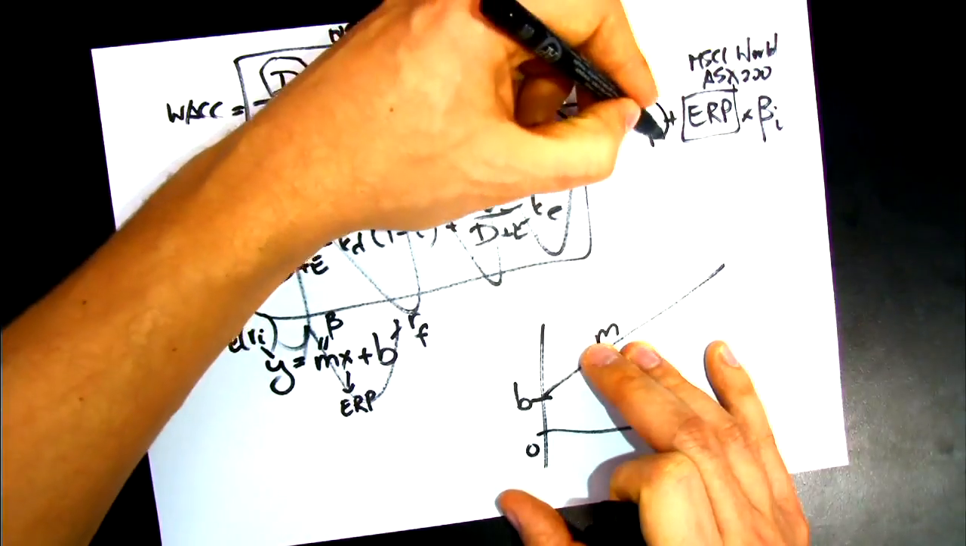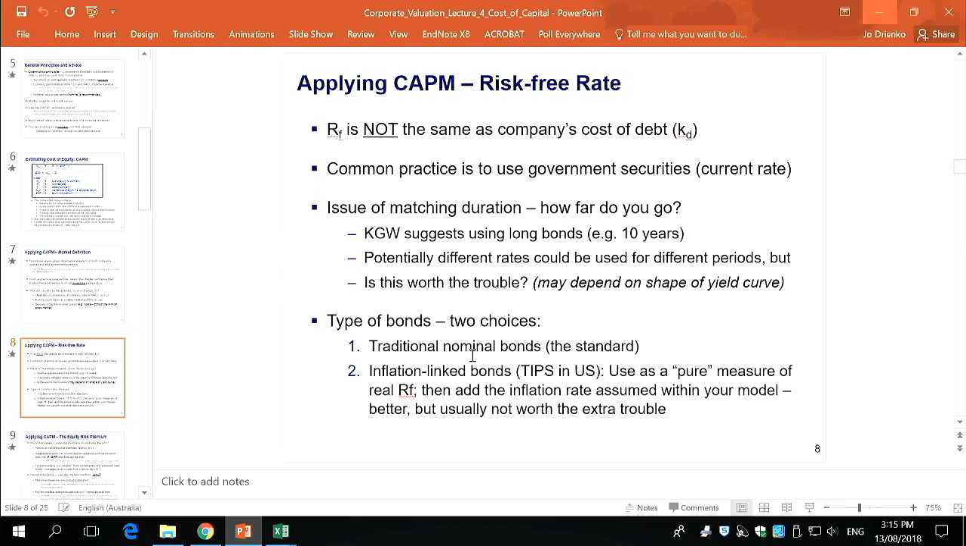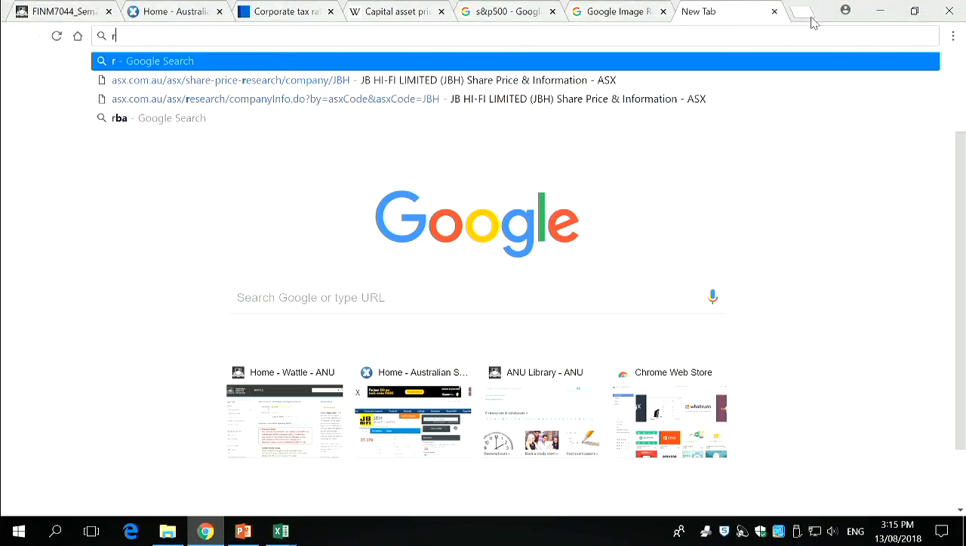Now, what about the risk-free rate? Well, the risk-free rate is not the same as the company's cost of debt. Of course it's not. Just don't get that confused. The risk-free rate is the government risk-free rate. In other words, it's the yield on government bonds. Where do you get that information from? No problem. Reserve Bank, RBA.